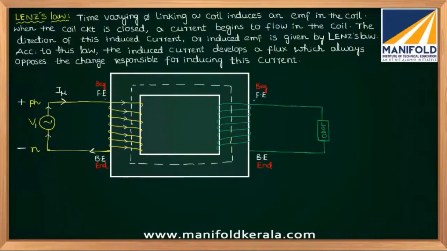Okay. Upward means like this. This arrow should be like this. Upward. This arrow should be like this. This direction of core flux phi. And here it is downwards. Downwards. Okay.